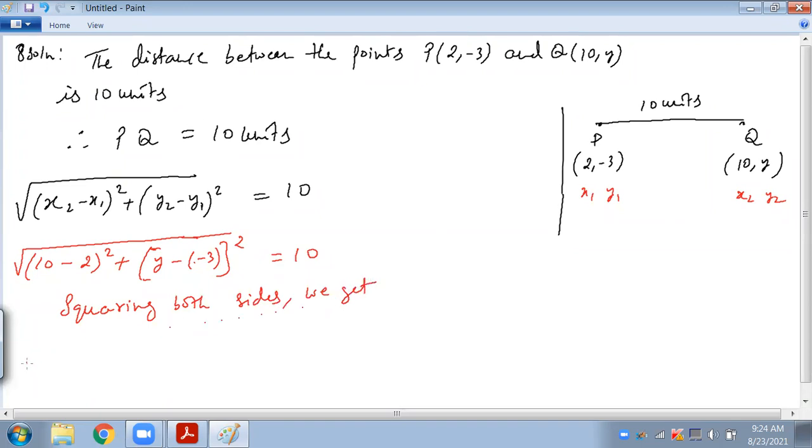Now if you square both sides, what will happen? At the same time we can solve it. 10 minus 2 is what? 8. And it is y plus 3 whole square. And we have squared, so square it. Everything square. And we are squaring both sides, so on the right side also we'll square it. So it will be 10 square. Now solve it.